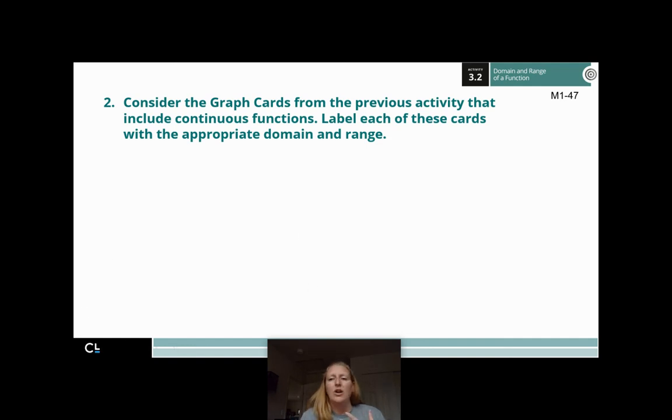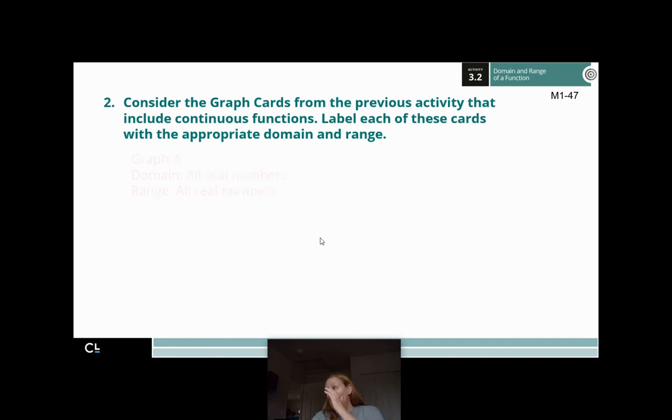Now, I don't have cards in front of me because I'm on my computer, and so it's really awkward for me to do the cards. So here's what I'm going to do. I'm going to just do the graphs in order, and you can just check to make sure that's the domain and the range that you wrote on your graphs. Sometimes I use words, sometimes I use intervals. It just depends on what I was doing.